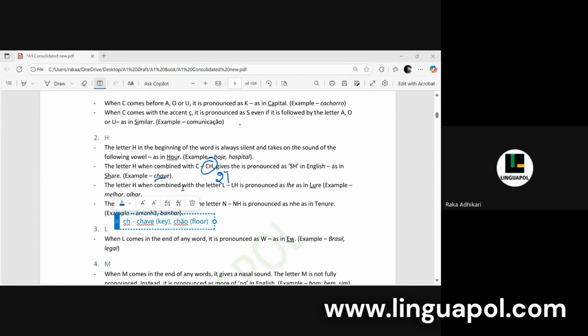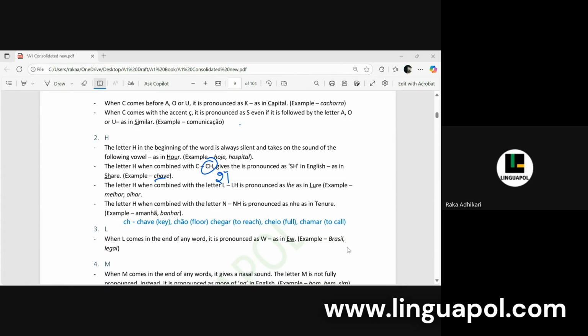So we have more examples. Let's see a verb. Chegar. Chegar is to reach, to arrive. Then an adjective. Cheio. Cheio means full. Then let's say a very common verb. Chamar. Chamar is to call. So in all these words you can see the sound is sh. We'll always say sh when we have a ch.